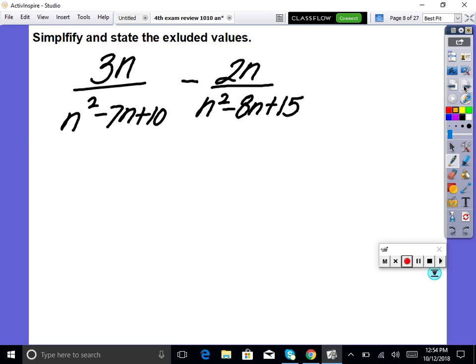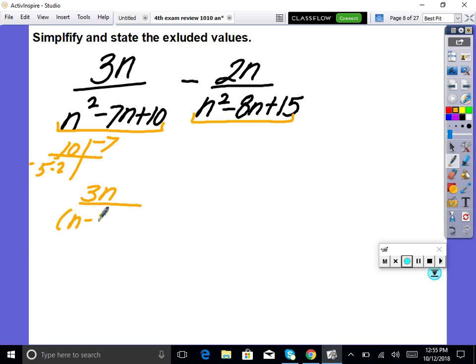So when subtracting fractions, we factor our denominators only. Very important to remember. What multiplies to be 10 and adds up to be negative 7? 5 times 2, both negative. We can quick factor. Rewrite it as 3n over n minus 5, n minus 2. Then we have a minus sign. Now yes, a lot of times I make it a plus and put my negative up here, so plus negative 2n. And then on the bottom, what multiplies to be 15 and adds up to be negative 8? 5 times 3, both negative. I can quick factor.